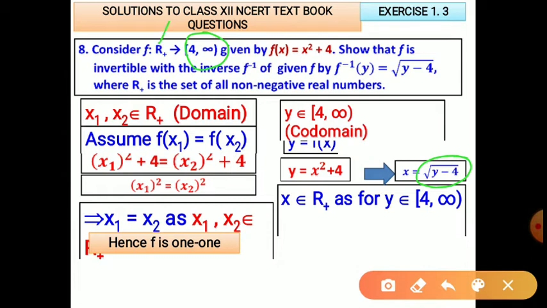So that's why positive real numbers is given to you. As positive real numbers is given, here it is a 1-1 function. If it is not positive real numbers, it will not be a 1-1 function. And if the codomain is given as real numbers, it will not be an onto function. So these points are to be noted here.